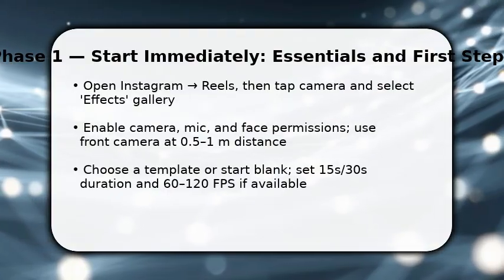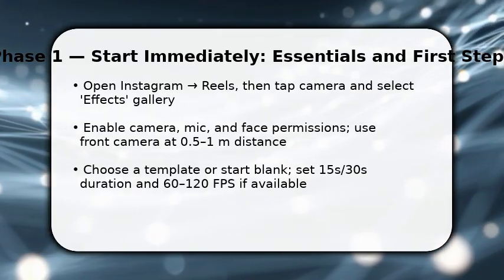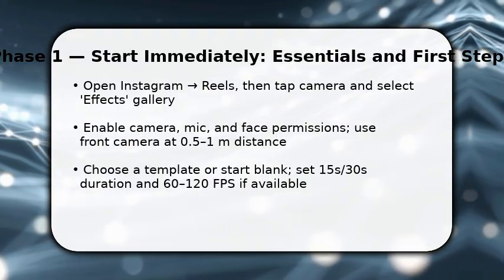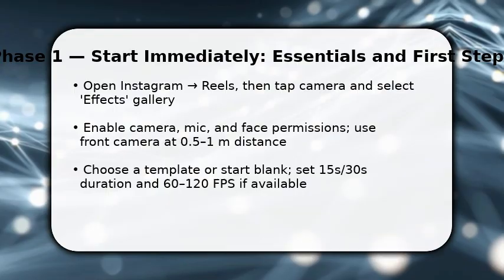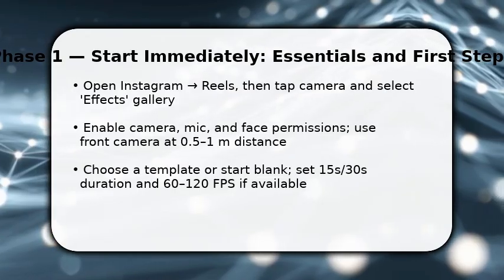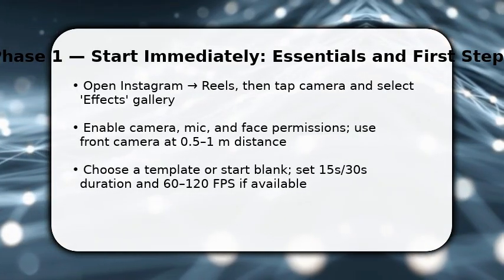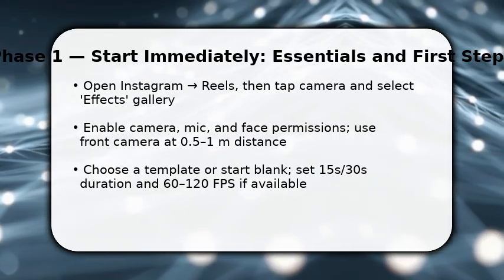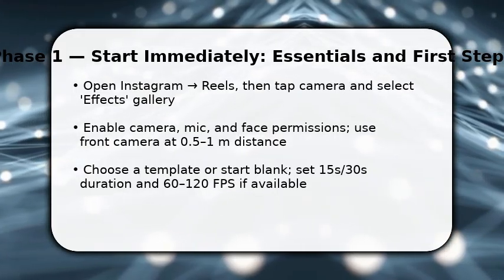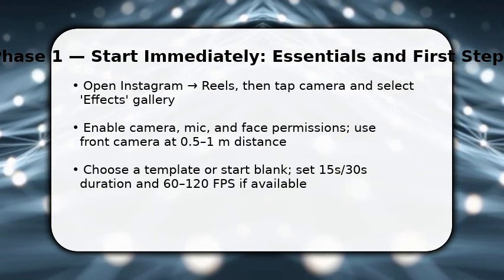You begin by launching Reels and choosing effects. This puts face tracking tools within reach. Once done, grant camera and mic permissions so detection runs smoothly, and pick the front camera at about 0.5 to 1 meter for consistent tracking. Make sure to select either a template or blank canvas and set your clip length, 15 or 30 seconds, and if offered, a higher frame rate so movement looks fluid. These choices reduce jitter and prepare the canvas for stickers, masks, or AR elements you'll add next.